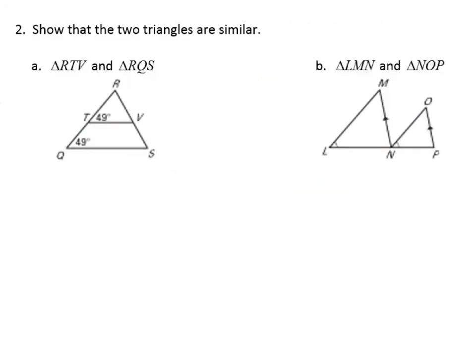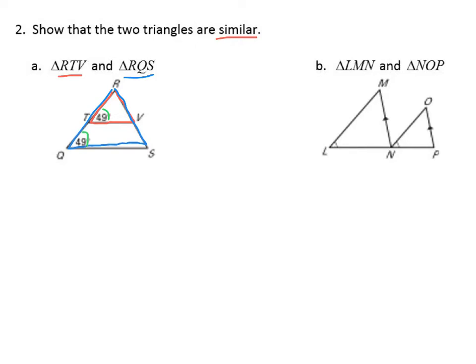For number two, it's a similar situation. Once again, I want to show that the two triangles are similar. So for A, I'm referring to RTV, so let's highlight that one in red. And I'm referring to triangle RQS, so that's the larger one down here. Now, right away, what sticks out is obviously the 49 and the 49. Those two must be congruent.